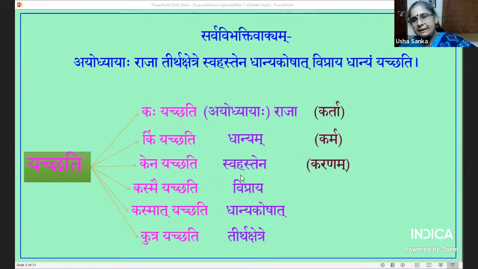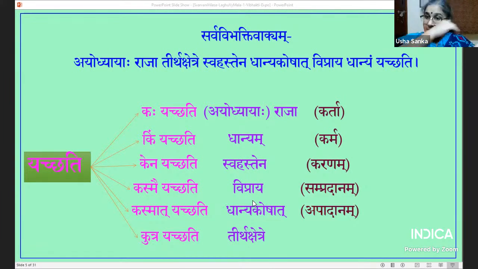Then Swahastena: with his hand he is giving. So the means through which he gives is his hand. So it becomes a Karanam. These are very technical terms, that's why I'm not asking you all. These are less known terms, we will come to that. And Vipraya becomes a Sampradanam, to whom the Dhanya, the grains, are being given, for Vipra in fact. That is called Sampradanam. From the Dhanya Kosha he is bringing the Dhanya and giving it for Vipra, so Dhanya Kosha becomes the Apadanam. And the Tirtha Kshetre, that place, becomes Adhikaranam. These are very technical terms. We'll come to them later.